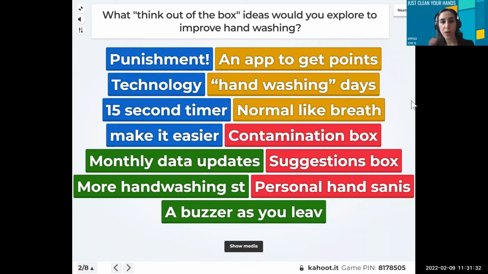Every time you move from one bed to another, your mobile can start making some sounds to remind you that you have to wash your hands. Great idea. What about you, Agatha?